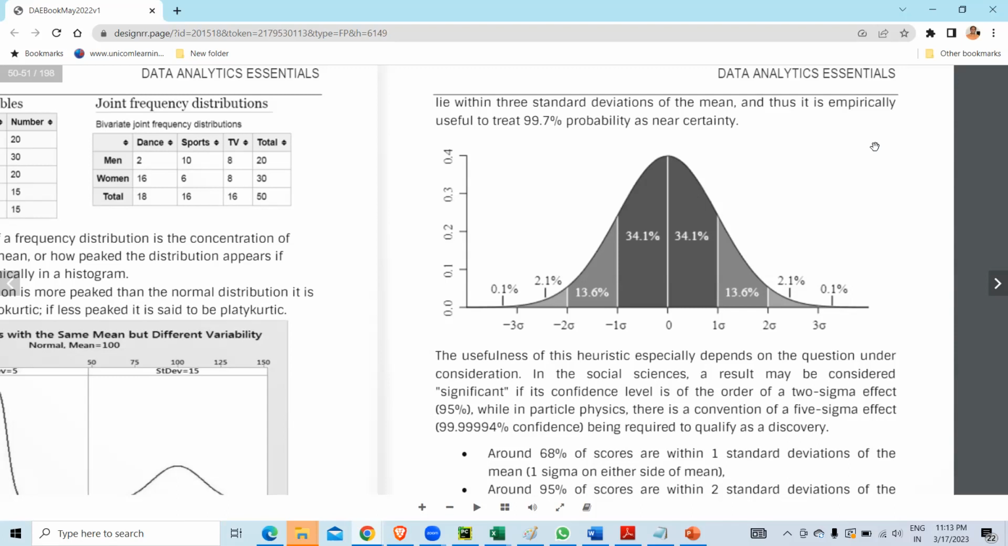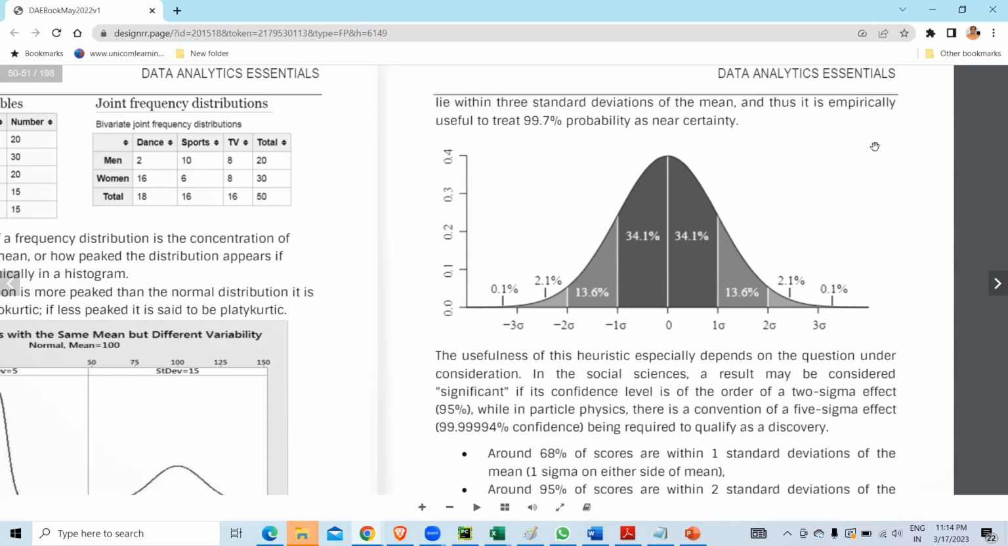Remember this. We'll talk more when you go to regression, but these numbers have to come to mind. The second standard deviation is 13 plus 13 plus 34 plus 34, which is almost 95%. And within the third standard deviation, you have 99.7% of the data.